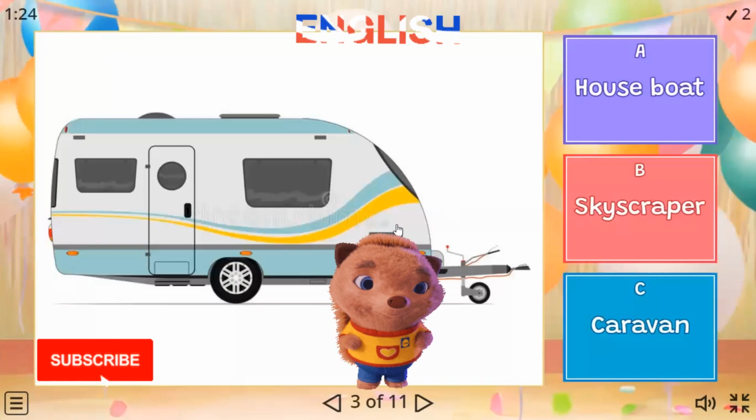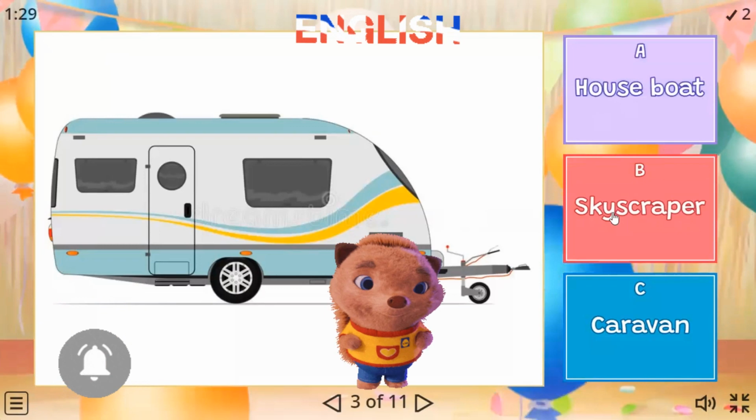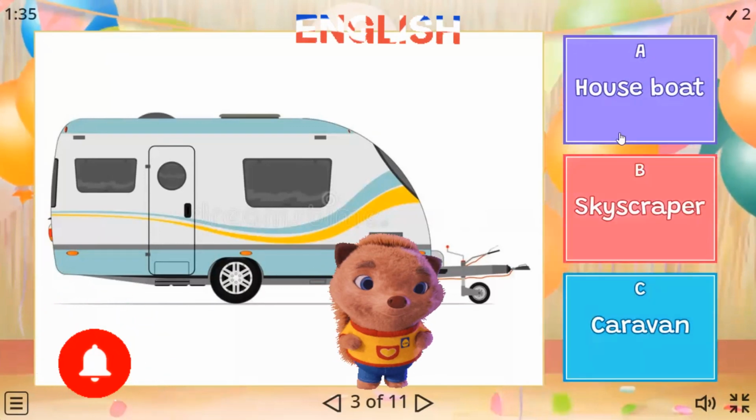Next, we have a picture. Can you guess it? Which type of house is it? Option A, houseboat. Option B, skyscraper. Option C, caravan. The right answer is caravan.